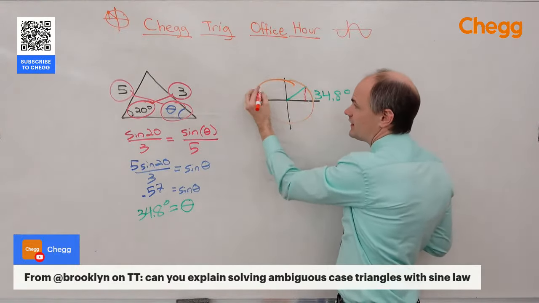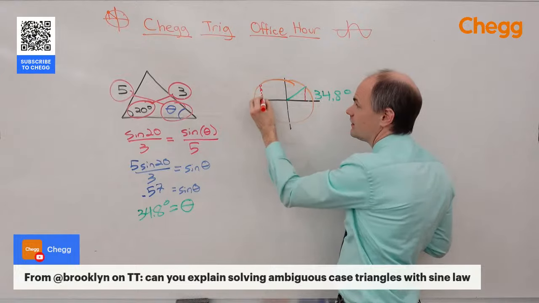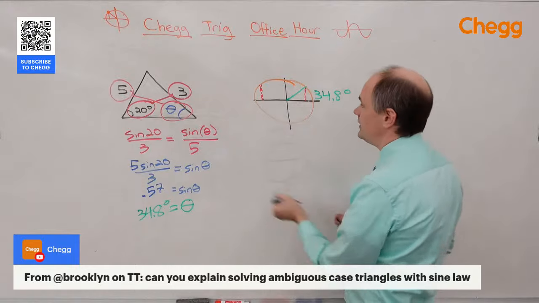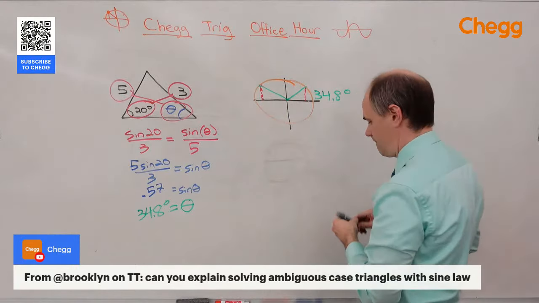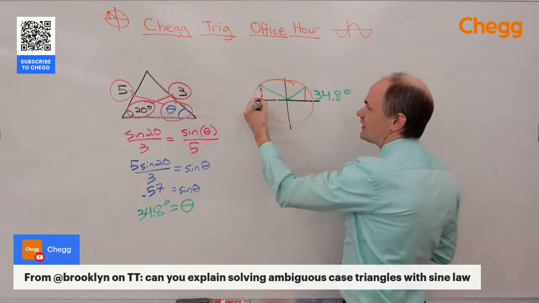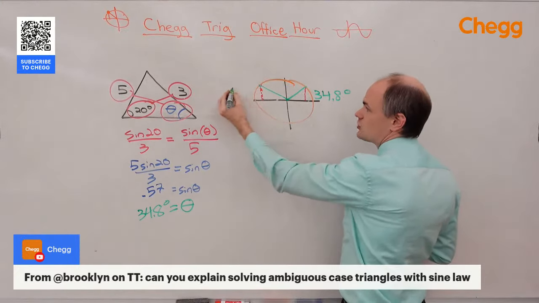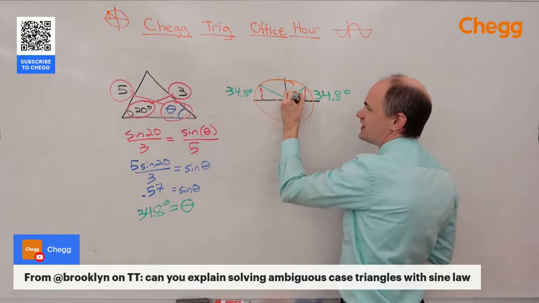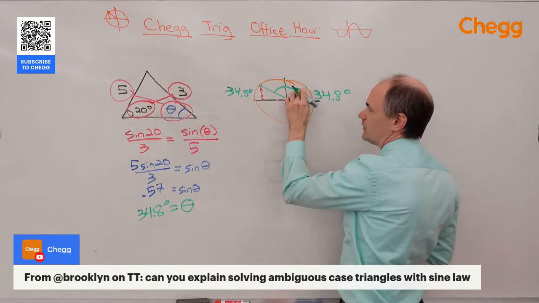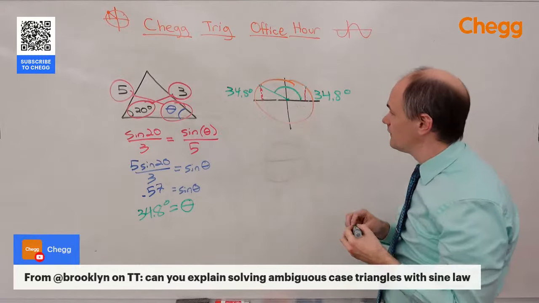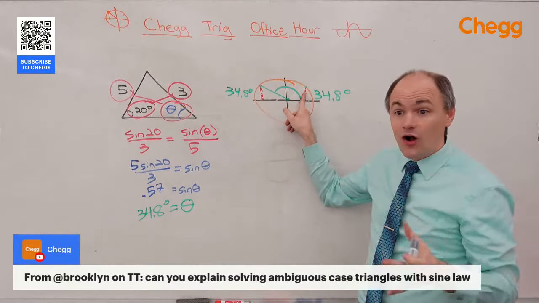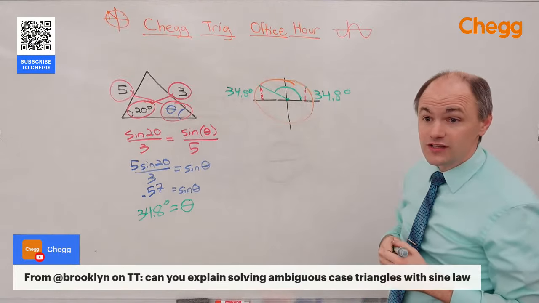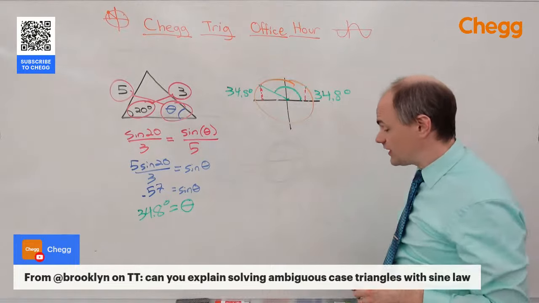I can move that height down here, and I can hit the circle again, and I can have a height of 0.57 on this angle over here. In other words, this angle, the coterminal angle here, is also 34.8 degrees, which means the obtuse angle, erasing this one now, is also a candidate for our angle theta. So we have to consider that obtuse angle. Well, what is that obtuse angle measured to?